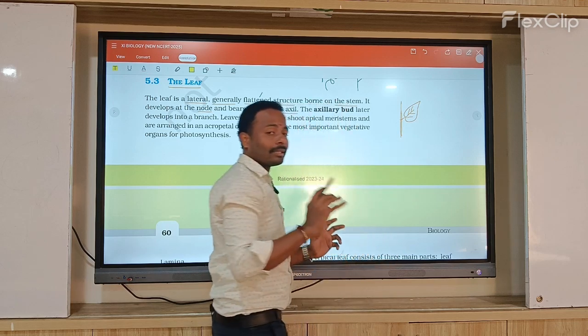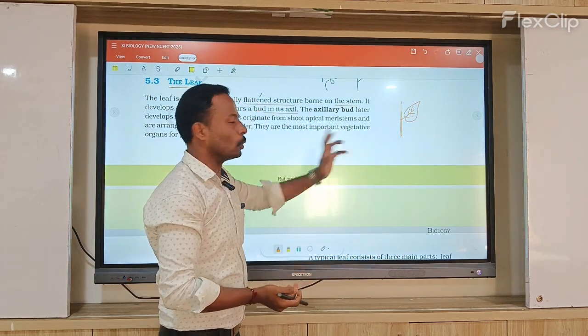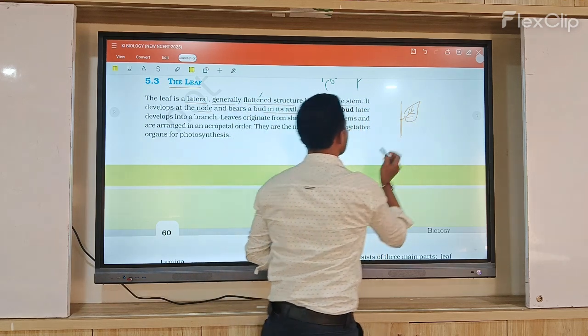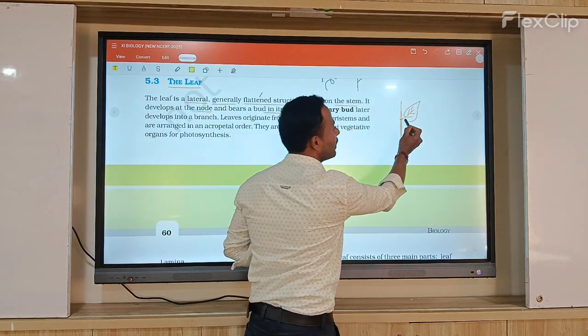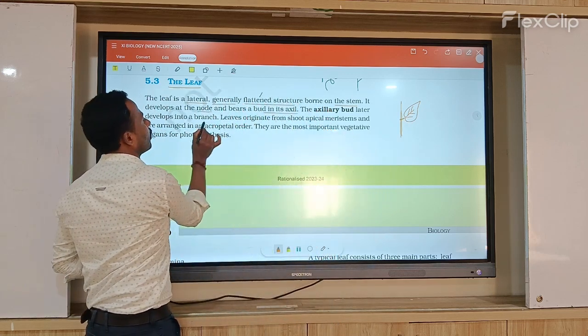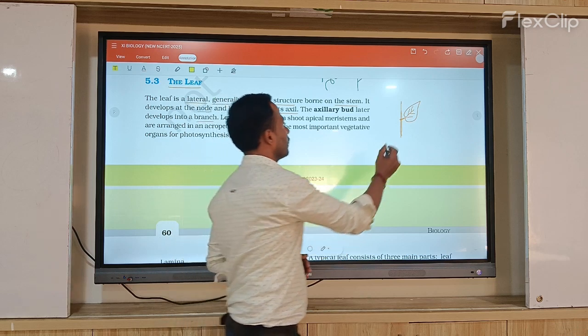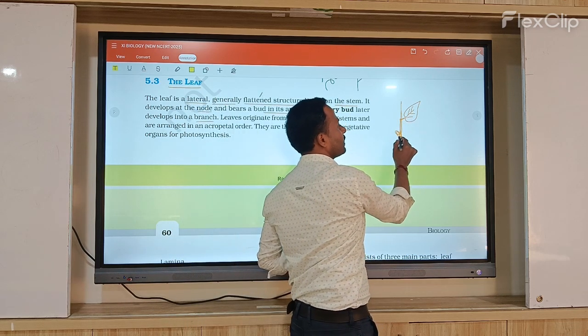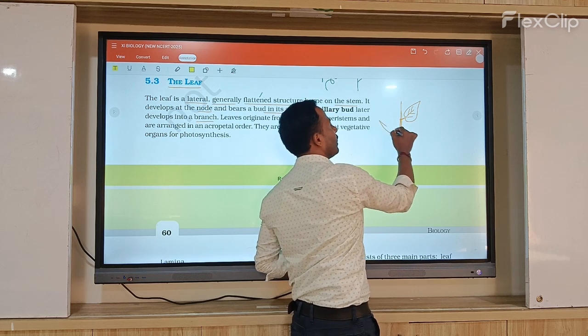Already you know the stem consists of nodes and internodes. In that node region, the leaves are borne, and the axillary buds develop into branches. Sometimes they are produced as axillary buds, and these axillary buds develop into branches.